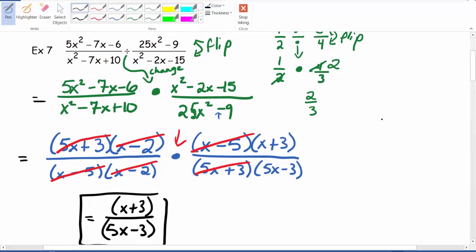Probably indicate that these are all equivalent statements. But again, that is our example 7 from our 8.4 set of notes.